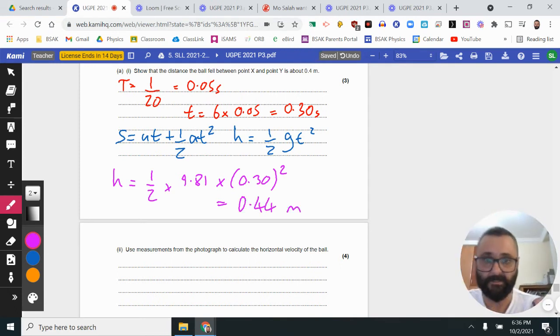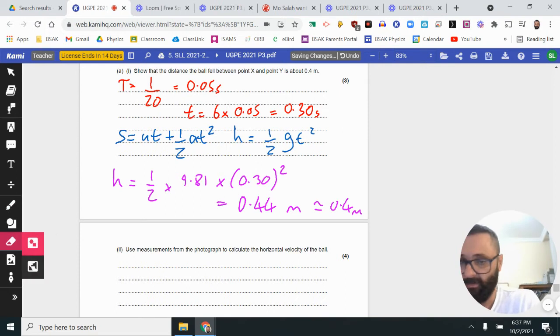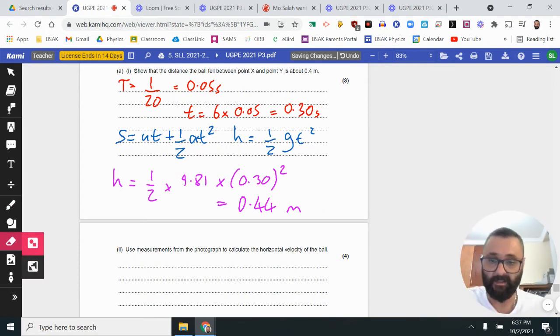0.44 meters. Do not, under any circumstances, just write down 0.4 meters. Okay? Please don't do this as well, which is equal to 0.4 meters. That winds me up. Don't need to do that.